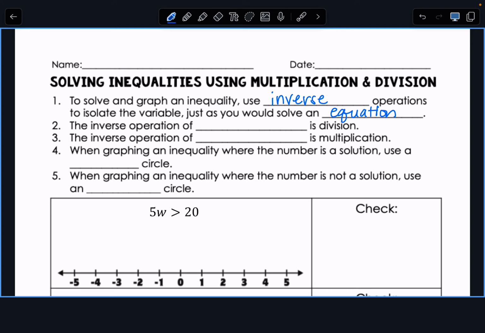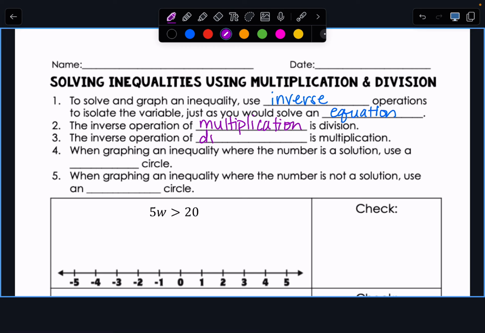Now, what is the inverse operation for division? Multiplication. So if something is being divided, our inverse is multiplication. If something is being multiplied, our inverse operation is division. So smart.